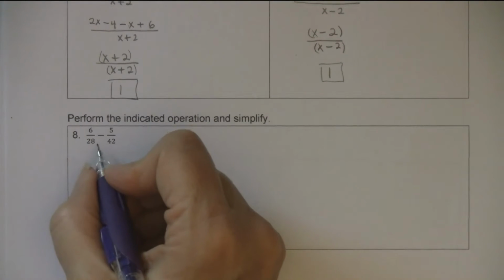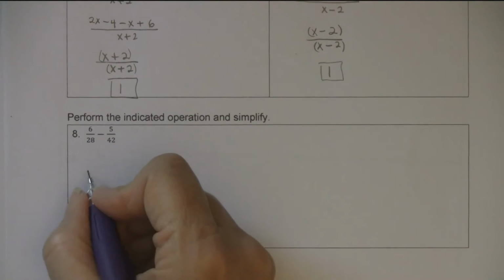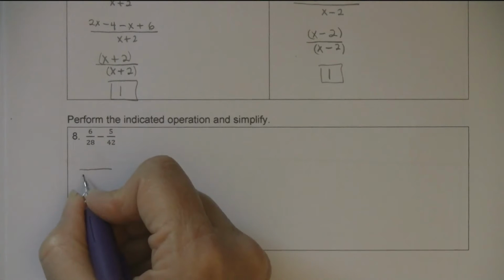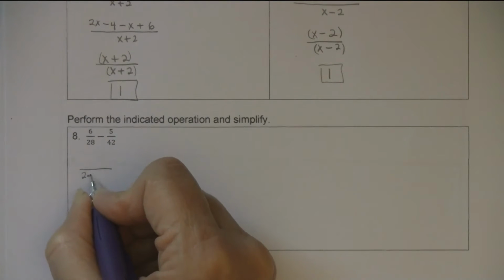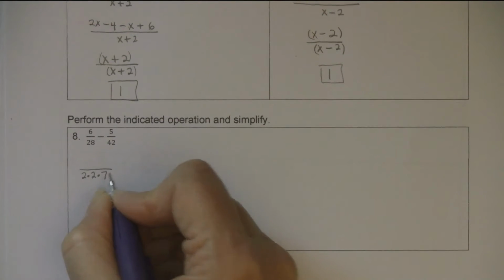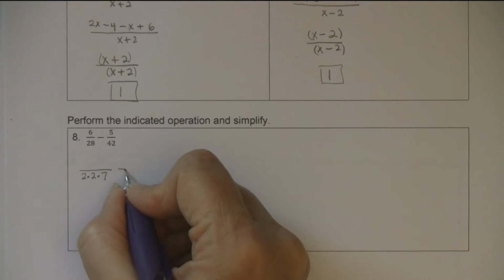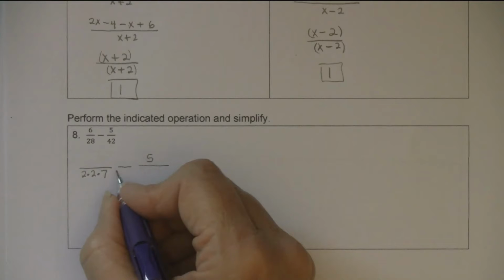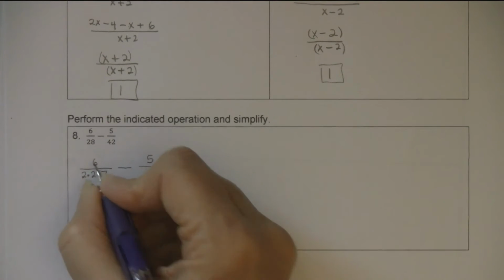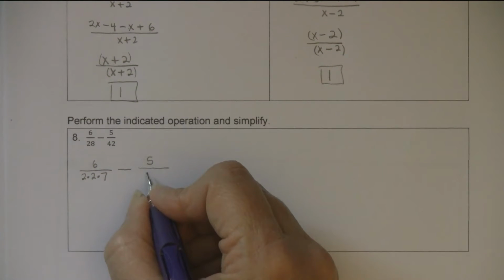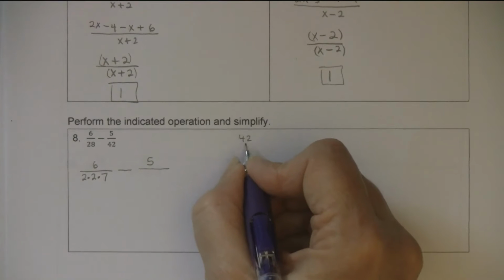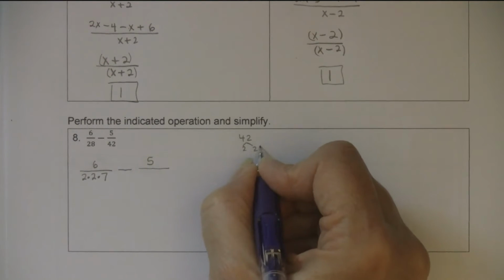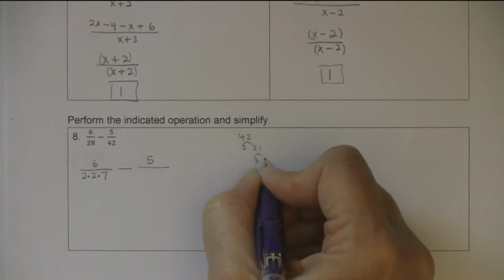But I'm going to prime factor these. And so this is 2 times 2 times 7. So that's 28. Minus, and then this is 5 over 42. 6 here, I'm going to write it. 42, I'm thinking about prime factoring it. 2 times 21 and 3 times 7.